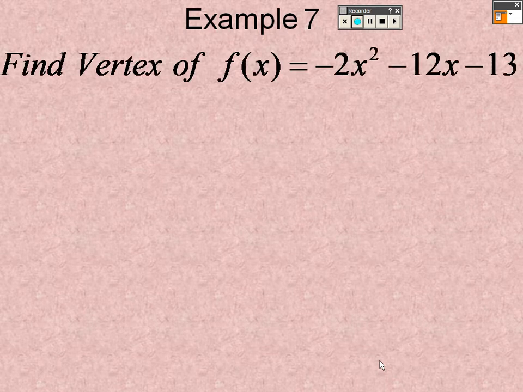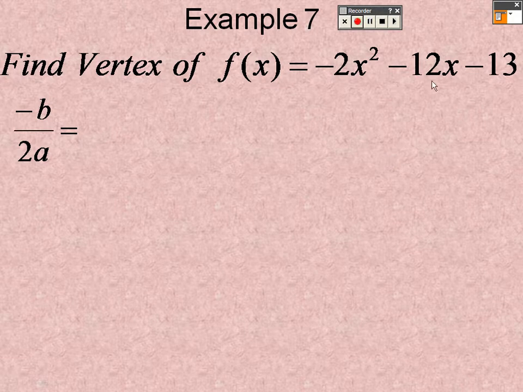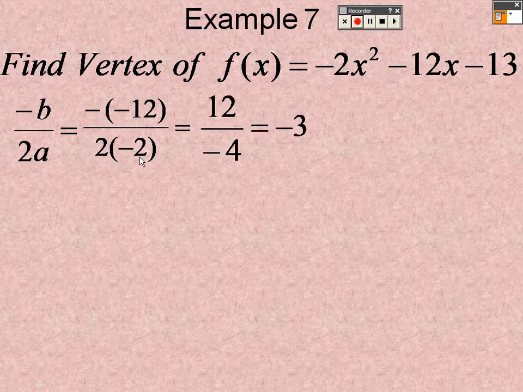So find the vertex point for this one. Once again, it's negative b over 2a, so it's negative 12 divided by 2 times negative 2. So negative times negative is positive 12. 2 times negative 2 is negative 4. 12 divided by negative 4 is negative 3. Once again, keep in mind, because there's a negative out in front, the graph goes down, meaning we're actually finding a maximum point for this graph. So that's my x value.